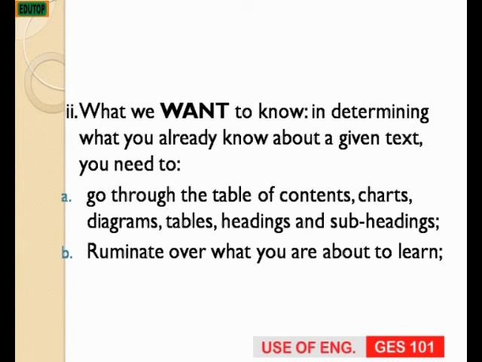The second one is what you want to learn, which is the W out of the KWL. Here you determine what you already know about a given text, and all you need to do is go through the table of contents, charts, diagrams, tables, headings and sub-headings, so that you know which one is familiar to you and which one is not familiar to you.